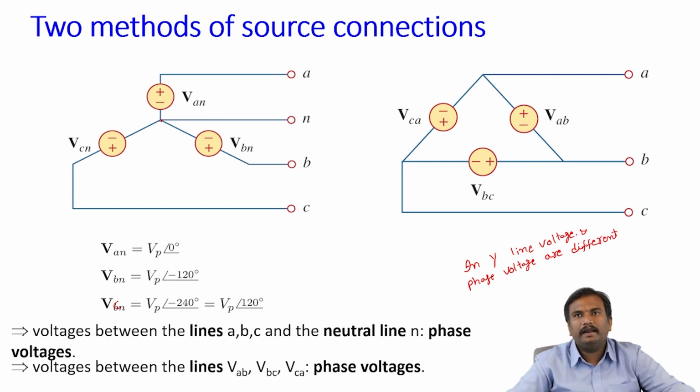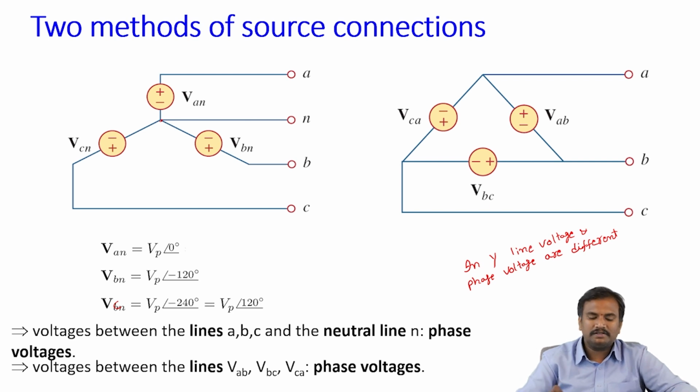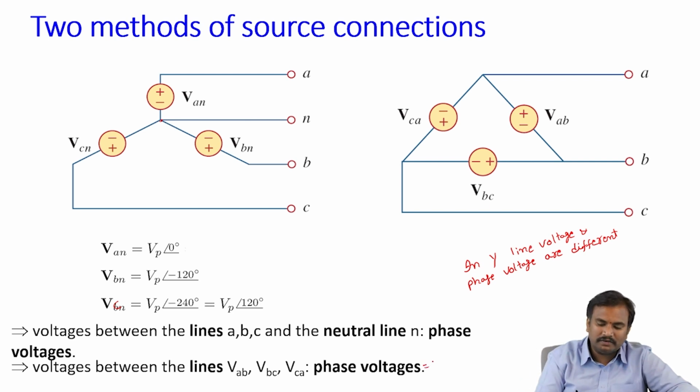Whereas in delta connection, the phase voltage and line voltages are the same. Phase voltage is equal to line voltage.